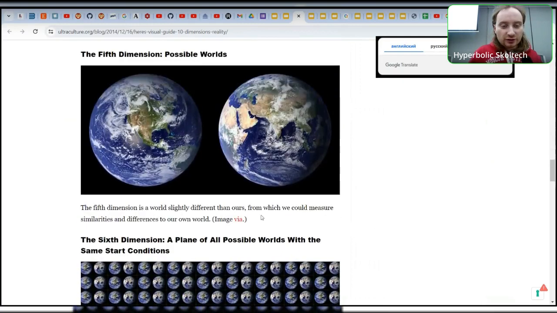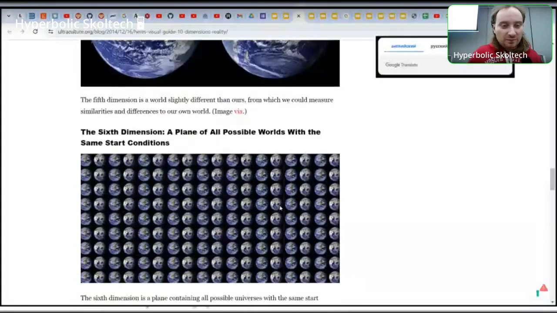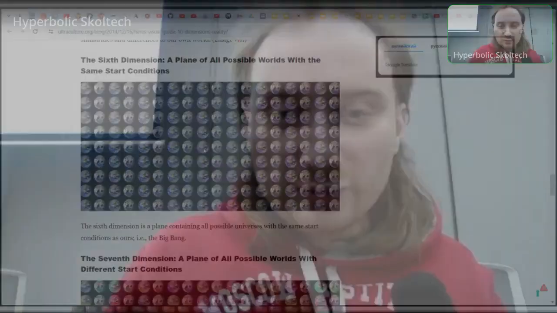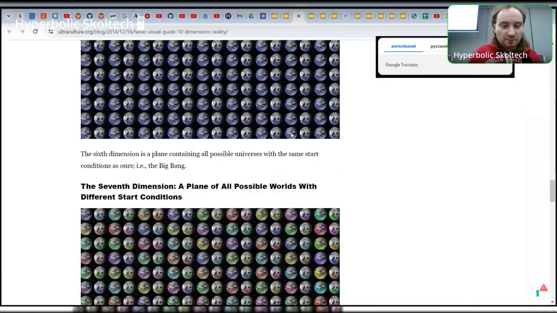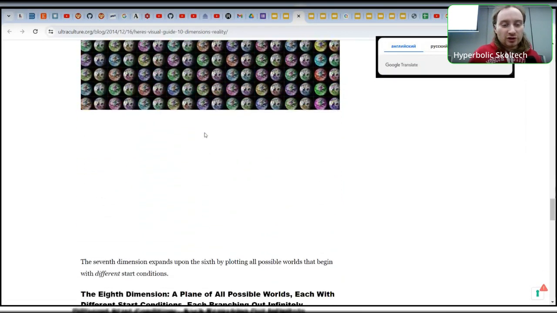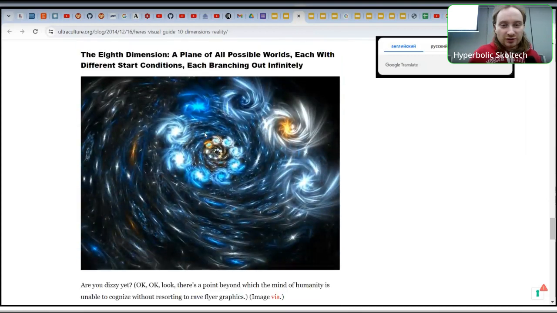Actually, we will later. So this might set one parameter for what is happening. Okay, this was 5 dimensions. So the sixth dimension is the timeline with the same start conditions. Seventh is when you set different start conditions. So if you are branching each situation infinitely for one parameter, like, yeah.